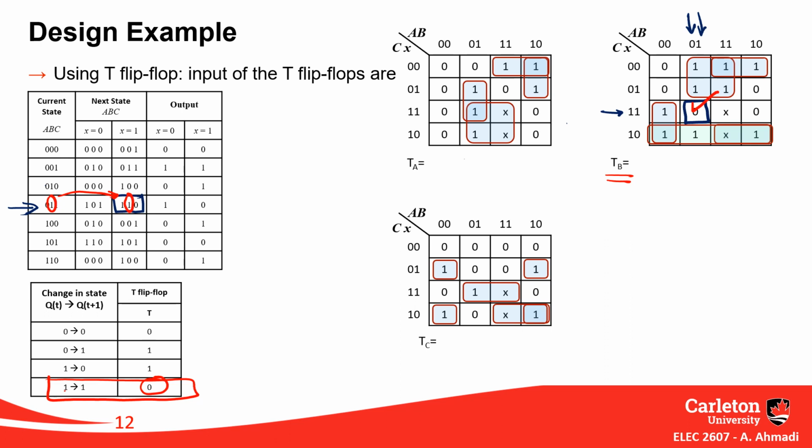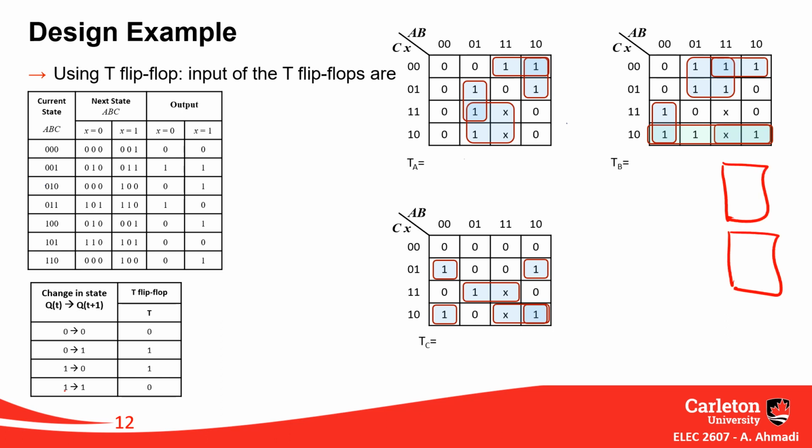Please do that one by one. Make sure every single cell of these tables is correct, and then as a practice, write down the functions for T inputs of your logic, T inputs of your flip-flops. When you have all these, then you can design the circuit with 3 T flip-flops, input TA, input TB, input TC, current state A, current state B, current state C. You have also clock for all of them.